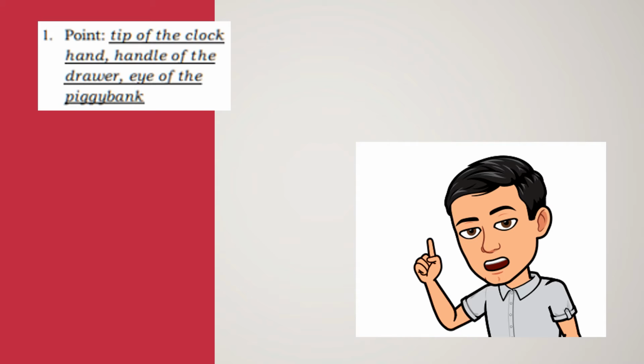So point. Now, these are the examples that represent the point: tip of the clock hand, handle of the drawer, eye of the piggy bank. Those are the examples of the point that you remember from the object.